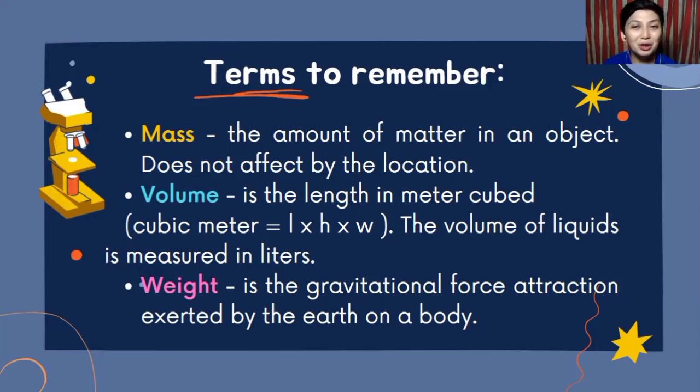So the volume of liquids, on the other hand, is different from cubic meters, because cubic meters are more for solids, while for the volume of liquids, of course, we measure liquids using liters. And of course, we have weight. Sometimes weight is associated with mass.